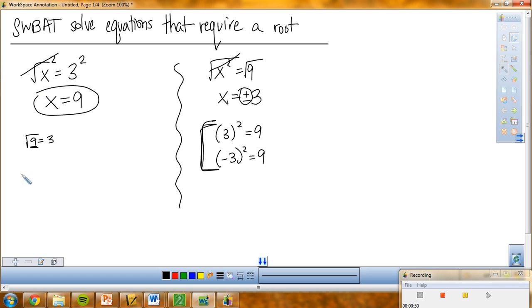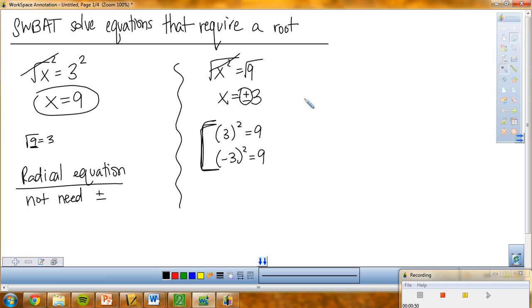So this is what we call a radical equation, because the radical is already in the equation. Here we do not need plus or minus because there's only one answer.